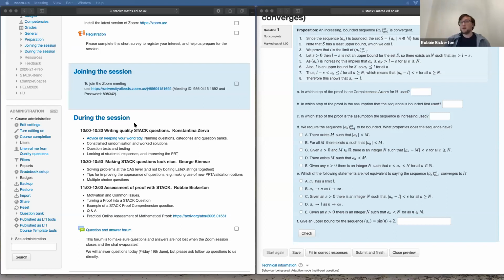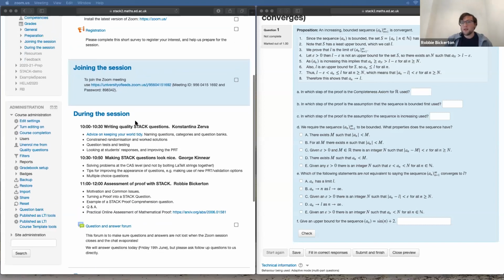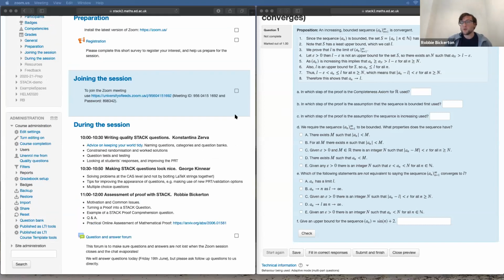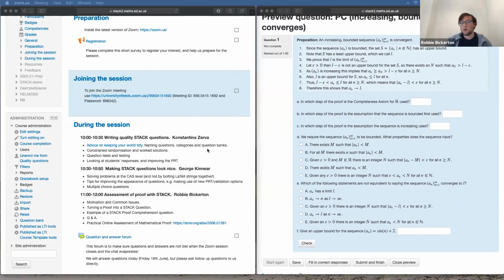So I thought just to end my section, it might be quite useful to have a look at what the question authoring page looks like for the proof comprehension question that I did. So I thought I would share my screen and just quickly go through that. So let me reshare this. Can everyone see my two STACK windows that are open? Yeah.